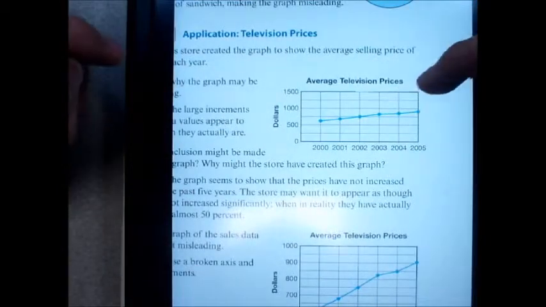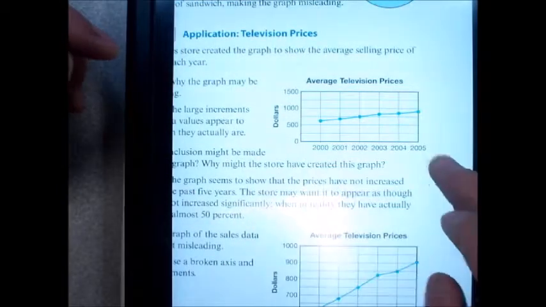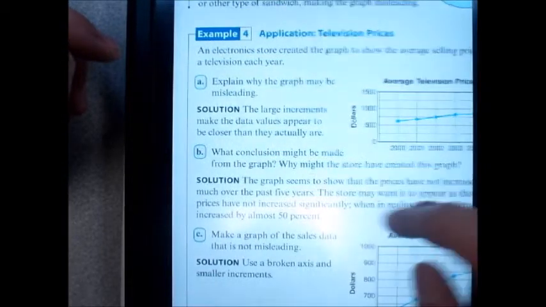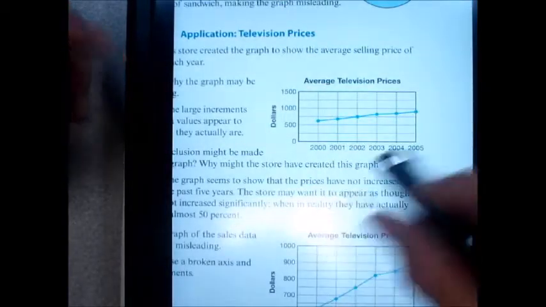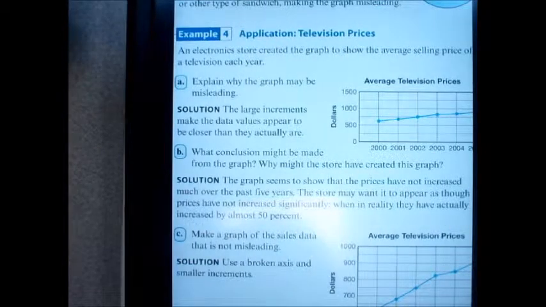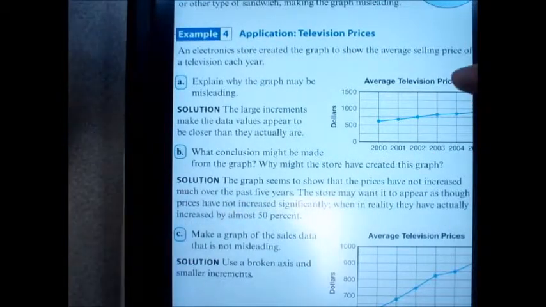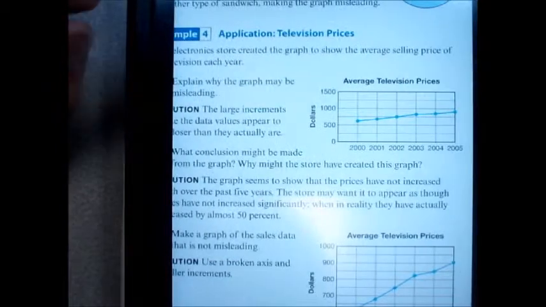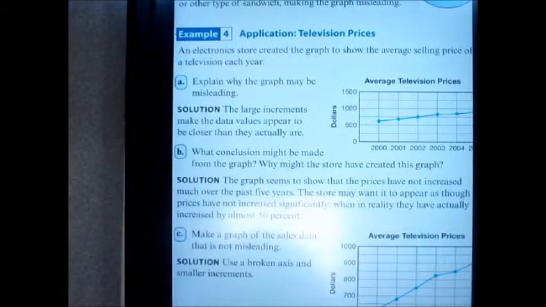Again, average television price, dollars, and then the years are down on the bottom. Okay, normally we don't write years on the bottom if we're writing out the year. Okay, it makes sense just to know that that's the year. So an electronics store created a graph to show the average selling price of a television each year.